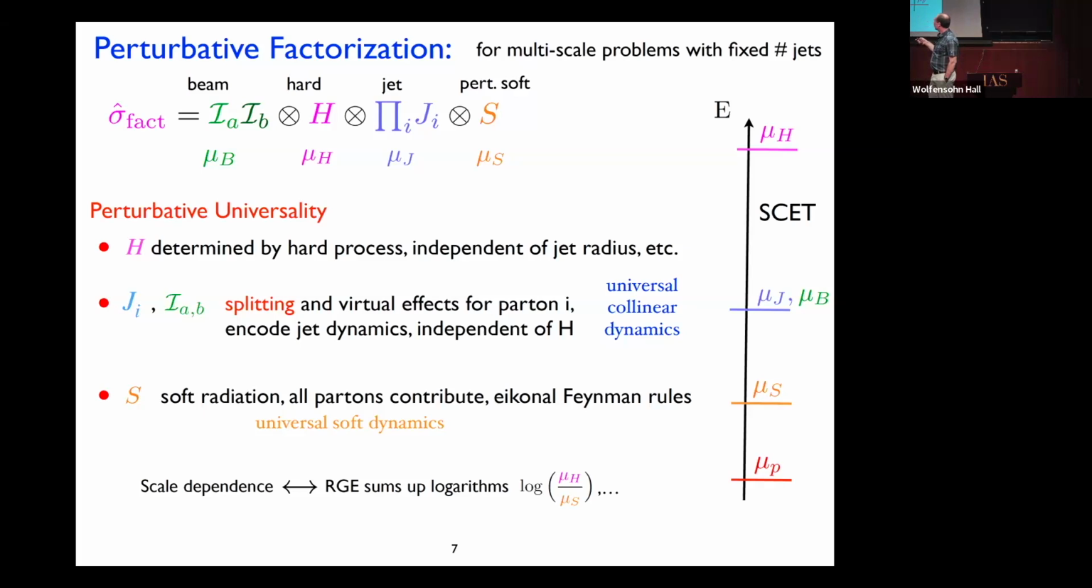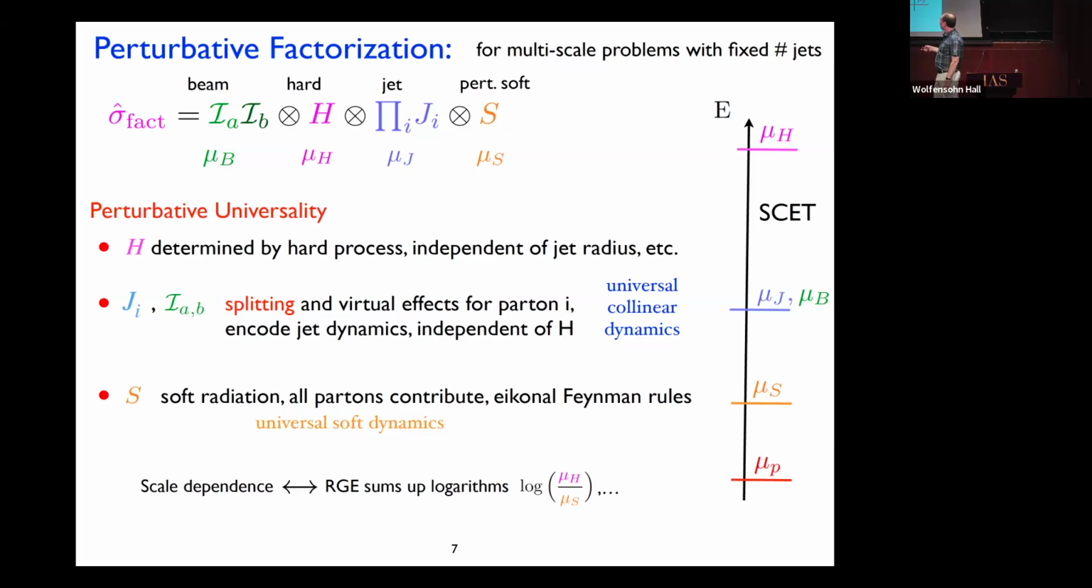In particular, for example, the hard interaction doesn't care about what exactly you're measuring on the jets, doesn't care what choice of jet radius you pick, for example. So it's process independent in that sense. It doesn't depend on what the dynamics of the final state are, but it depends on the exact nature of the hard collision.